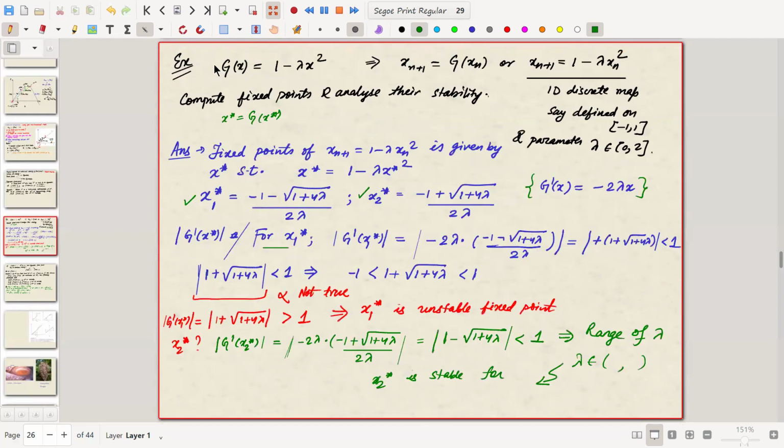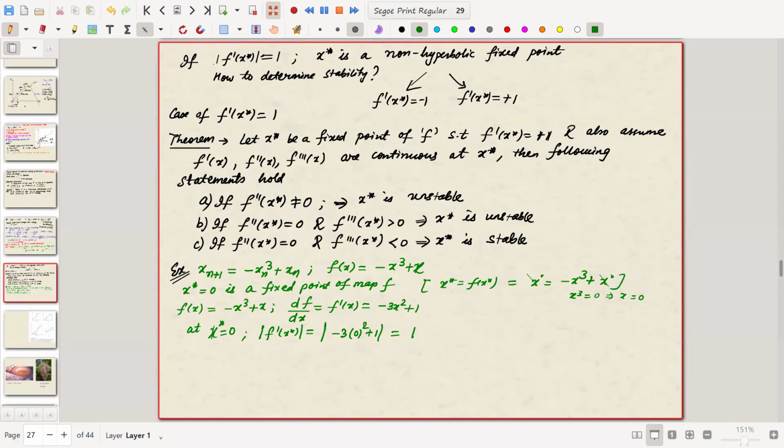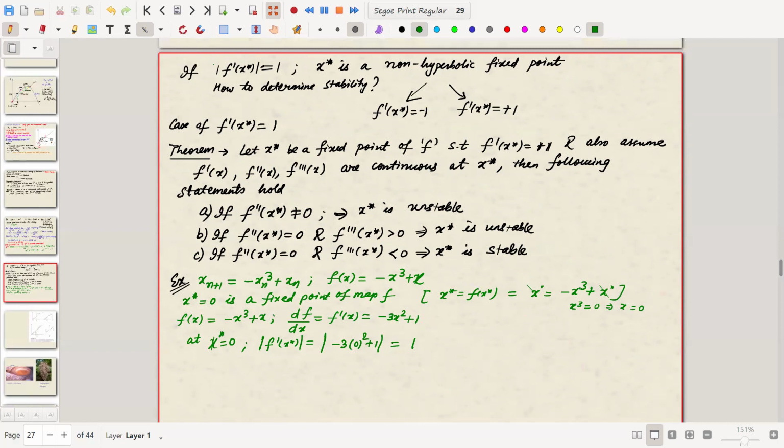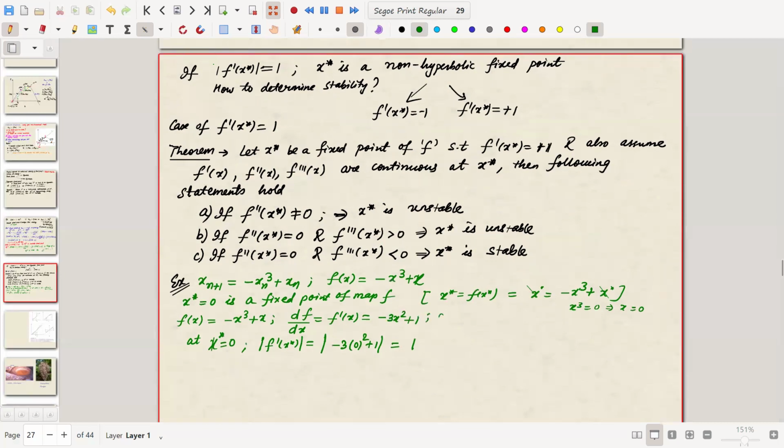So what can you use? You have to use this one where f prime of x star is equal to plus 1. Now the first derivative is not giving you any information, so you go to the second derivative. Can you tell me what is the second derivative of f? Second derivative of f, f double prime of x, is minus 6x.